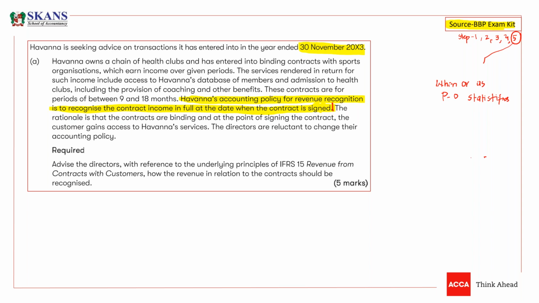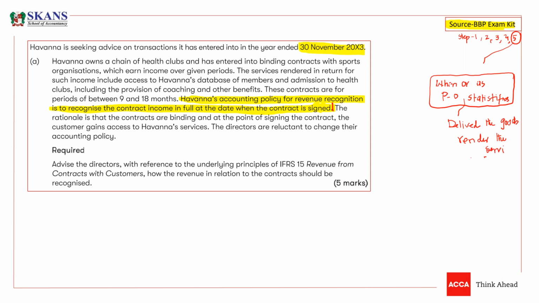So when a performance obligation is satisfied, it means you can recognize the revenue. What does it mean? It means if there are goods, you have delivered the goods along with its risk and rewards. If it is services, then you have rendered the services.